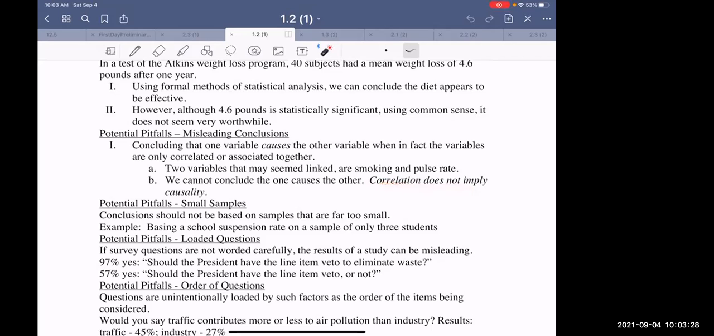So there's a correlation. Two variables may seem to be linked, such as smoking and pulse rate. There's a correlation between them, but you cannot conclude that one causes the other. There may be many reasons. In other words, there has been shown this correlation, but there are other lifestyle reasons why these occur.